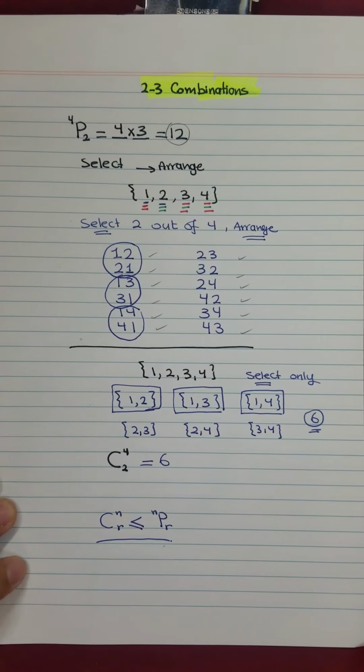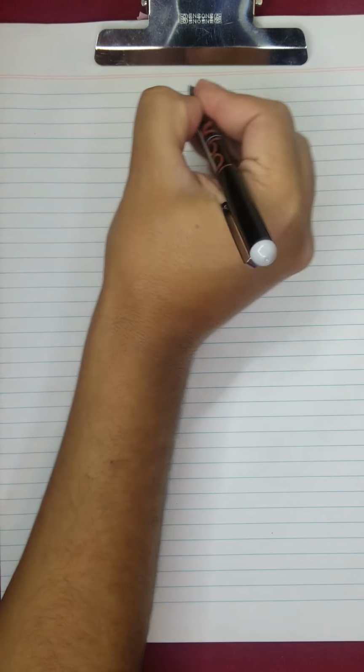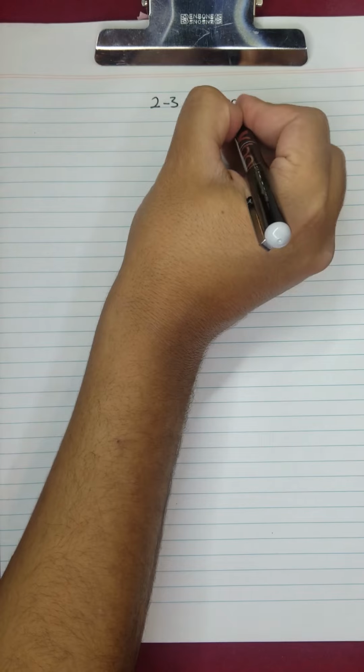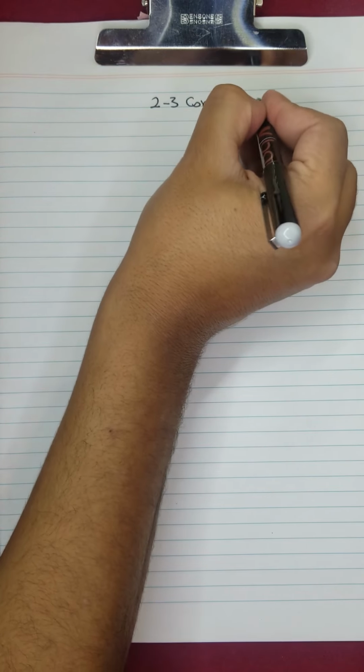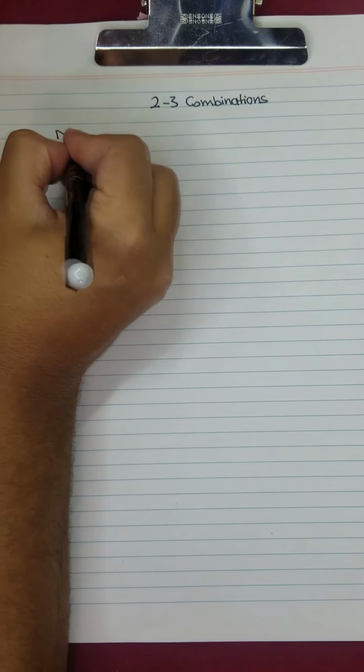Okay, so let's see. Now let's continue. So I need you to write the following in your copybooks. So this is the title, 2-3, Combinations. And the first thing, I want you to write these notes.